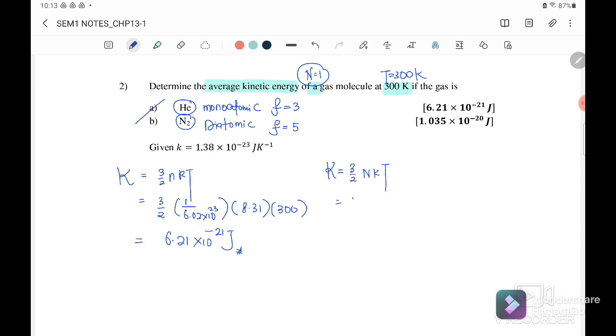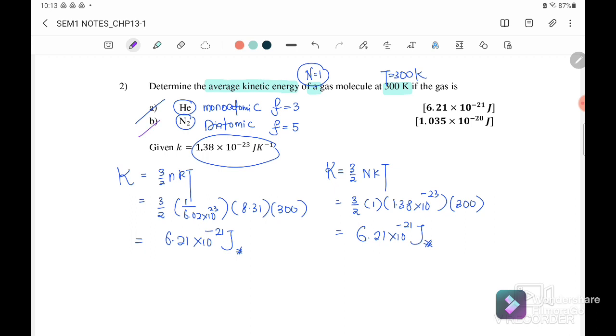If you want to use another equation, K equals 3 over 2 nkT, you will get the same answer. You can try where n equals 1 and k is equal to 1.38 times 10 to the power of negative 23, and the temperature is 300. Similarly, you will also get the same answer, 6.21 times 10 to the power of negative 21 joule.